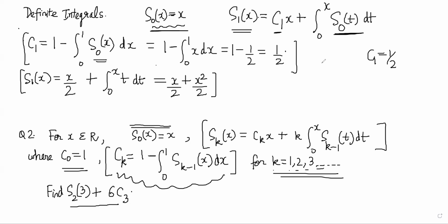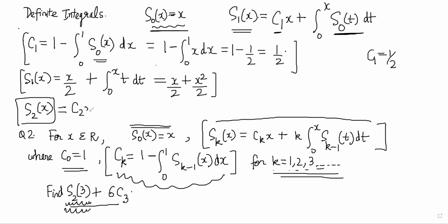Basically, it's a step-by-step process. You have to keep finding S1 of x. Now I need S2 of x, okay? Correct? If I want to find S2 of 3, then only I can find S2 of x, no? Yes, sir. So S2 of x would be, according to this rule here, C2 x plus 2 times, 2 being k, integral 0 to x, S1 of t dt, right?